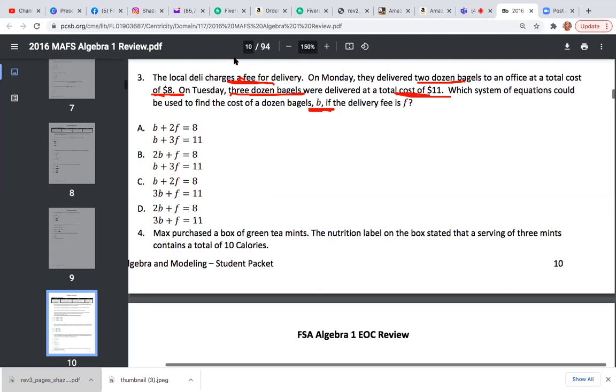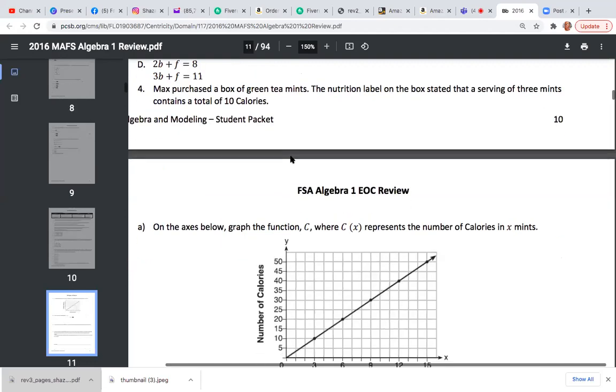I'll have to go with D. Yes, that is the answer. Very good, okay? So guys, listen, it's not that bad. If you take the time out to read the problems, you'll find that these problems are not that difficult, okay? And they're not even asking you to solve this. They're just asking you to write the equation.